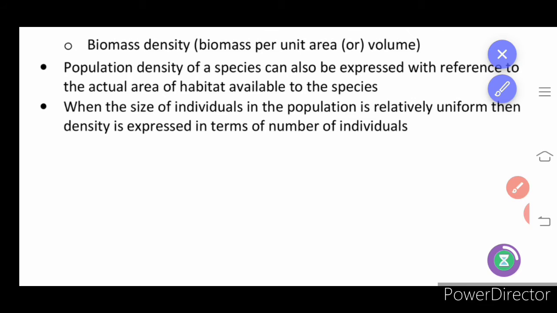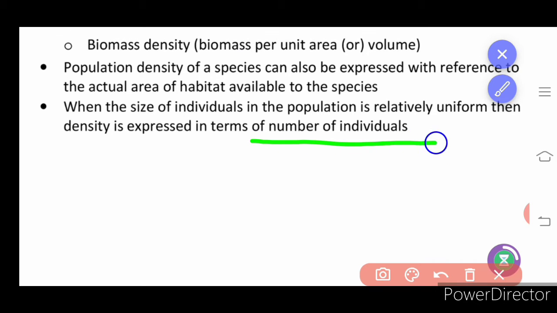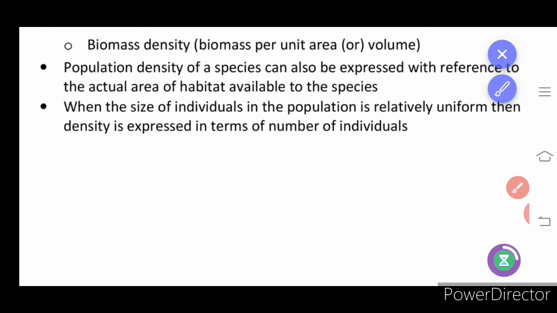Next we will learn about biomass density, that is biomass per unit area, that is living organisms, that is what biomass includes. Then population density of a species can be expressed with reference to actual area of the habitat. Then when size of the individual population is relatively uniform, then the density is expressed in terms of number of individuals. So uniform population can be expressed in terms of number of individuals.